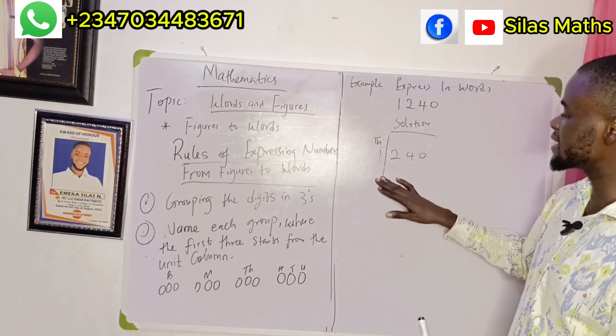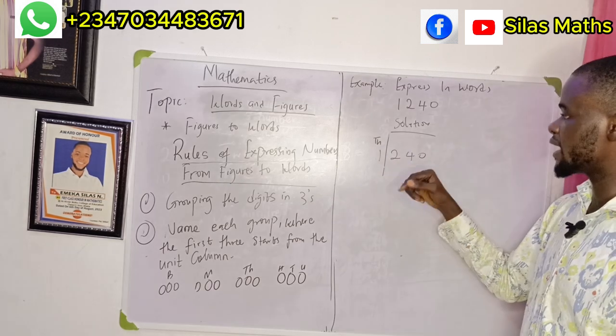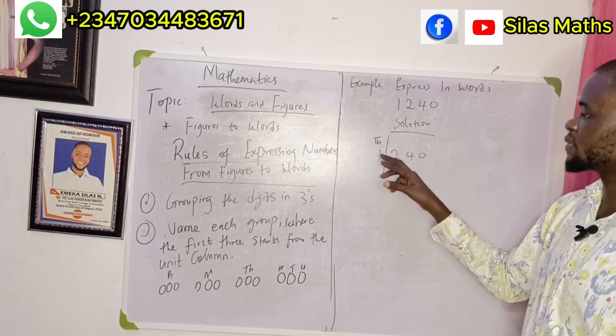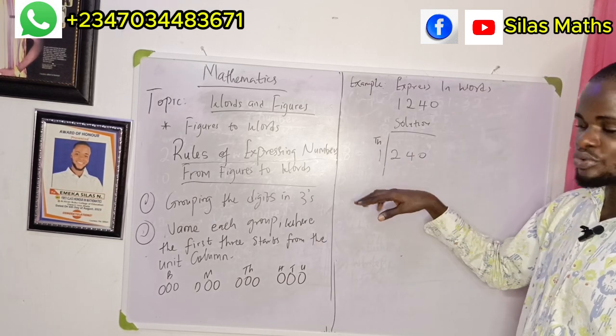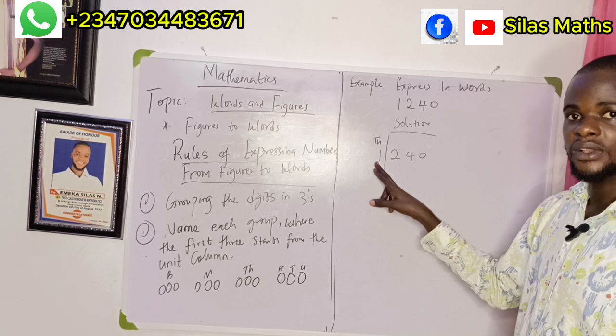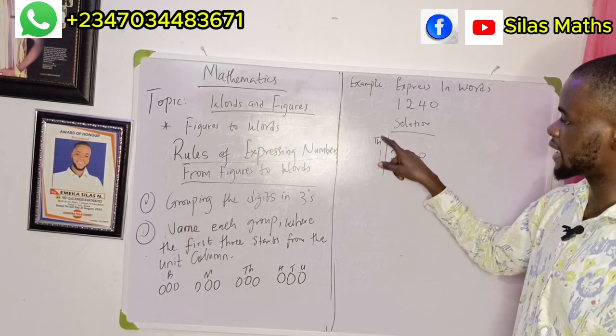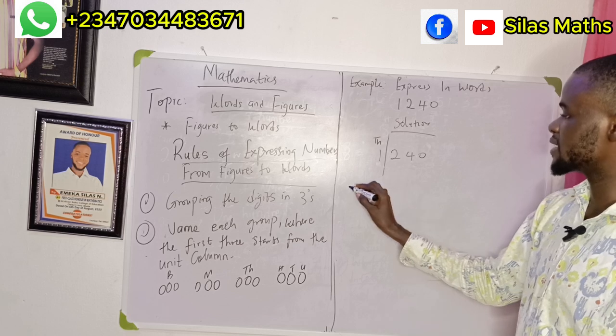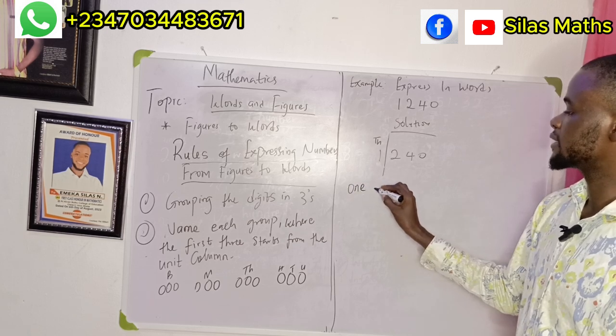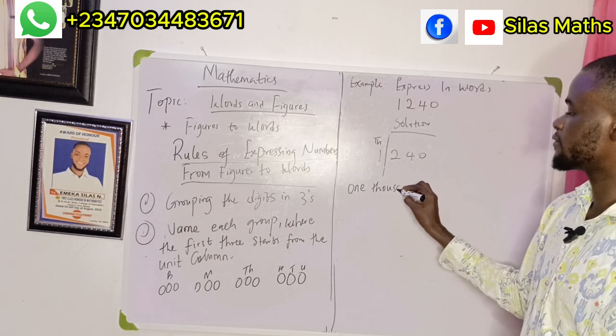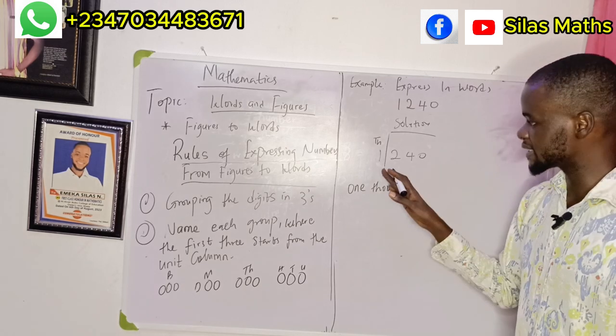So in naming this now, after grouping it this way, we'll go ahead and start naming or writing in words, starting from the highest group. The highest group here is 1000. Okay? So we're going to have 1000. So in writing in words, I have 1000. That's the first group.